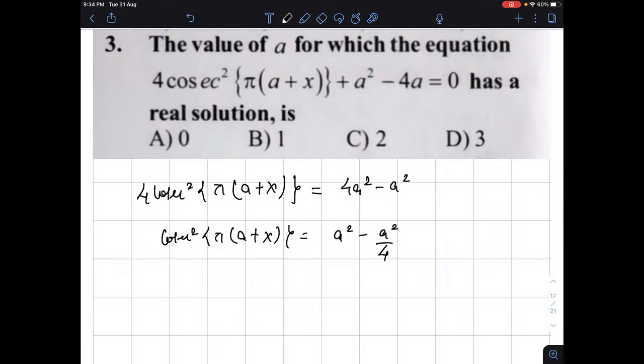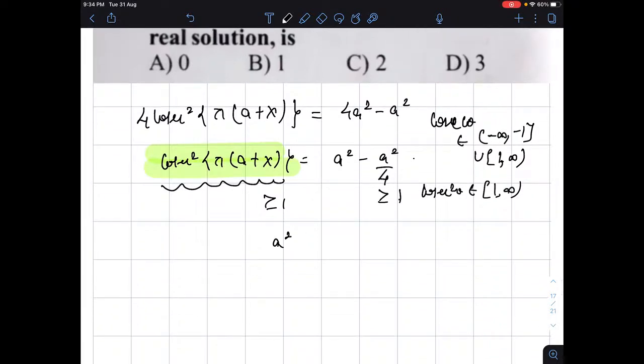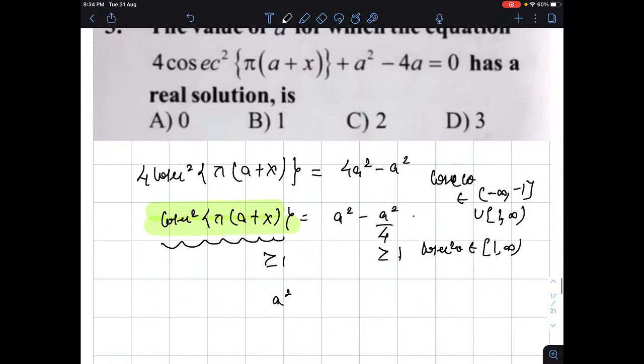And whenever we are talking about cosec square of anything, that will be greater than or equal to 1, because cosec of theta belongs from minus infinity to minus 1 closed, union closed 1 to infinity. So cosec square theta will belong from closed 1 to infinity. That means this thing is greater than or equal to 1. Guys, this is 4a only, not a square. We have divided by 4 throughout, so it will become a only over here.